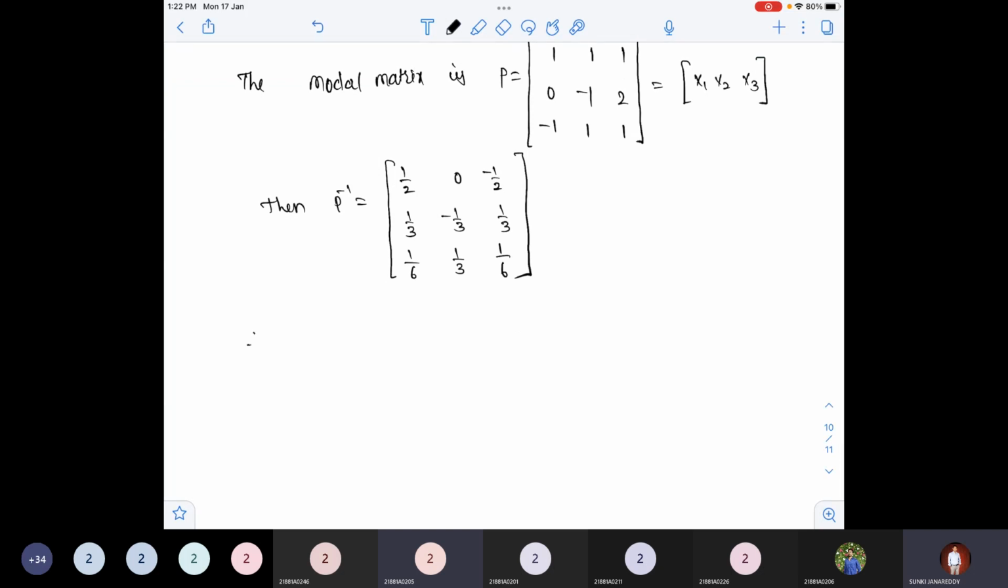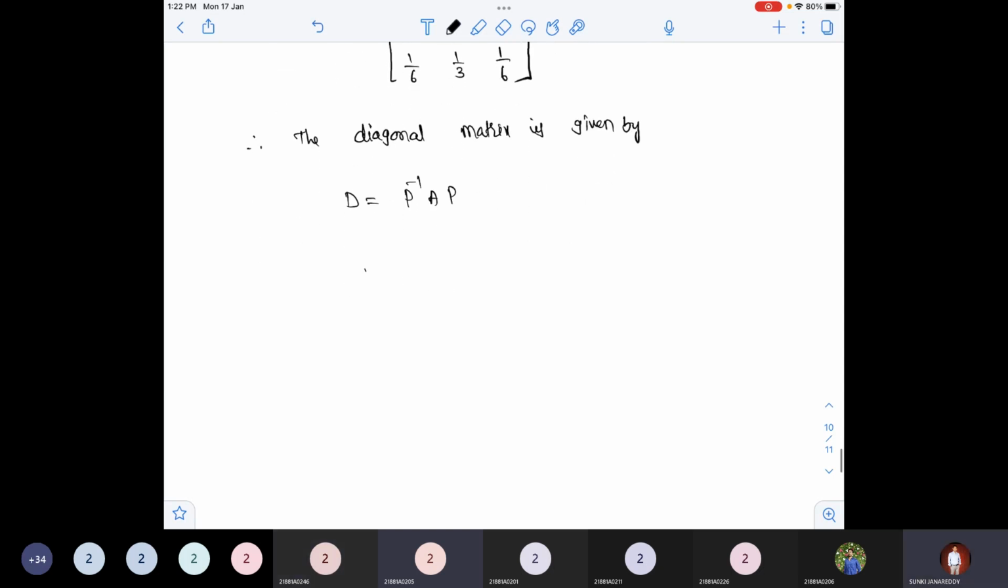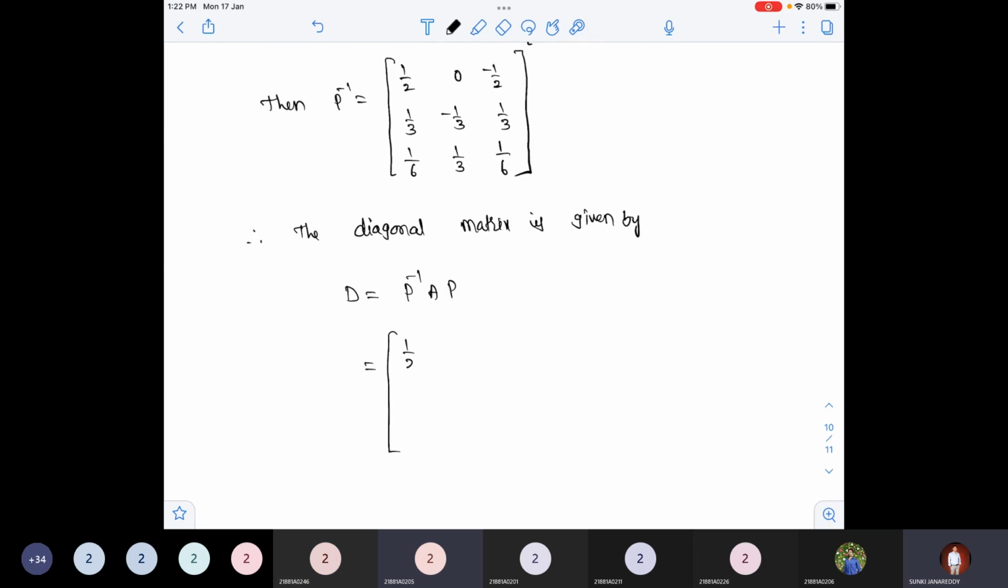Here I am telling one point, listen carefully. The diagonal matrix is given by what formula? Just now we discussed it. D is equal to P inverse AP. Simply remember it like this. Now just write the P. What is P inverse? That is what we just got: 1 by 2, 0, -1 by 2.